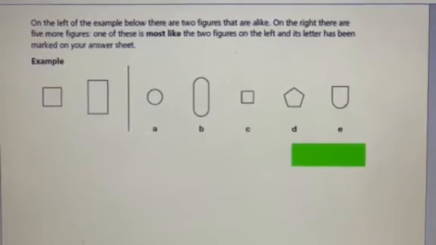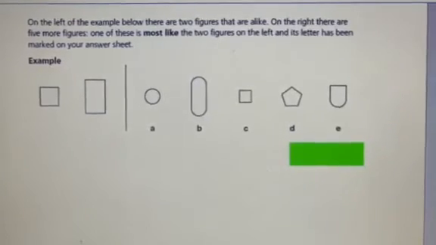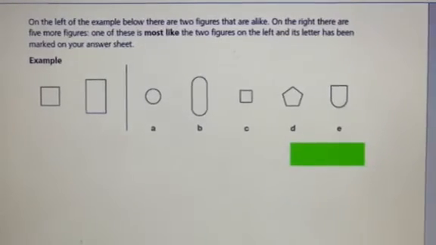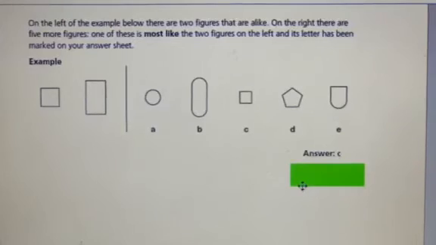Right, let's go on to the next one. Another example for you to do. Again, on the left of the example below, there are two figures that are alike. On the right, there are 5 more figures. Which one of these is most like the other 2 figures on the left, and its letter has been marked on your answer sheet? Which one do you think is most like the 2 on the left? It's a bit like the first one we did on the other video. You should have had answer C, because they've all got 4 sides.